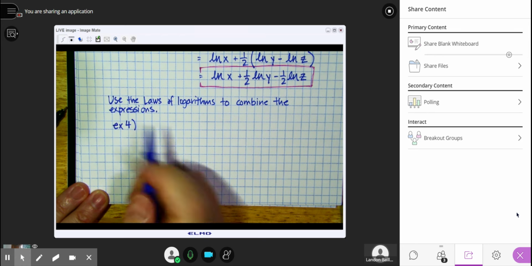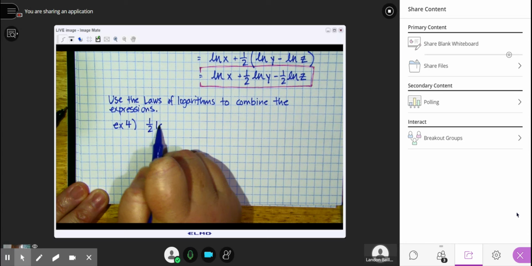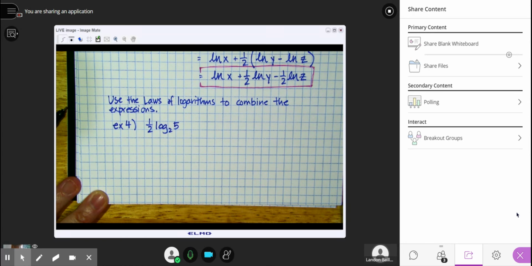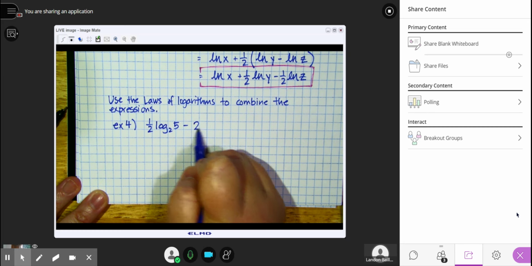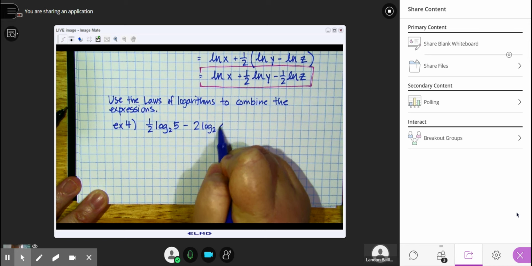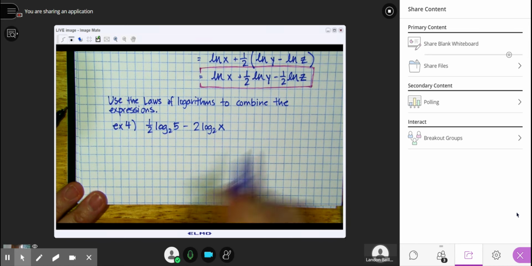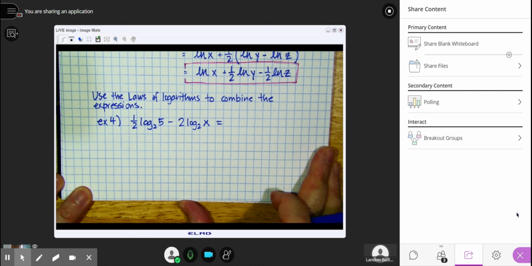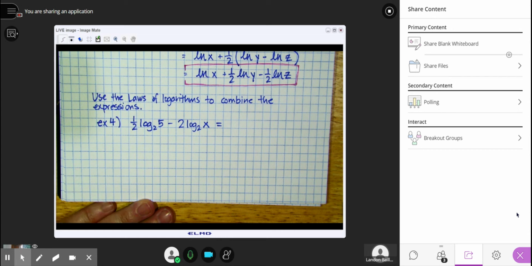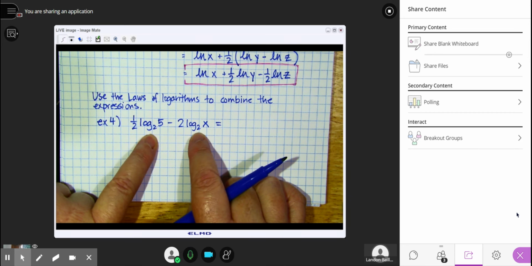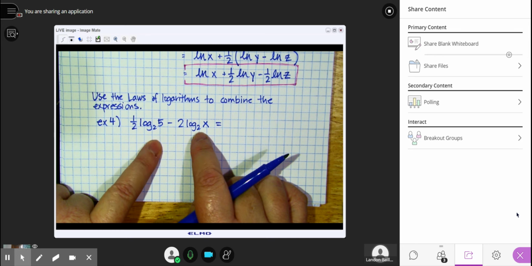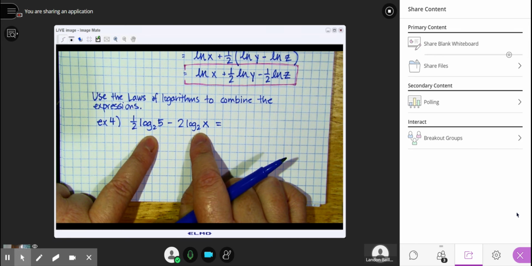So I'm going to give you an expanded one. Let's say 1/2 log base 2 of 5 minus 2 log base 2 of x. And we want to write this as a singular log. Now, in order for that to happen, we have to have the same base here. If you don't have the same base here, it's not going to work. Just like when you combine terms, you have to have the same variables. They have to be like terms. When you combine logarithms, it has to be like bases.